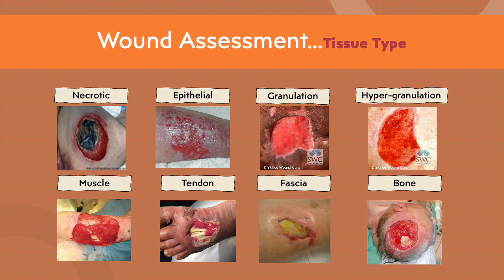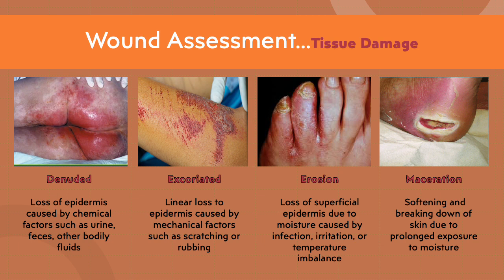The next step would be to assess the tissue type in the wound. There are different types of tissues. We have necrotic tissue, epithelial tissue, granulation tissue, hypergranulation, muscle, tendon, fascia, and bone. The next step would be to assess any damage to the tissue.